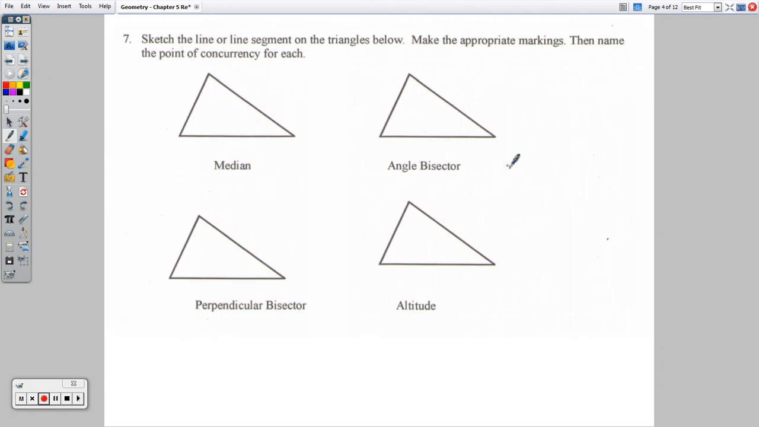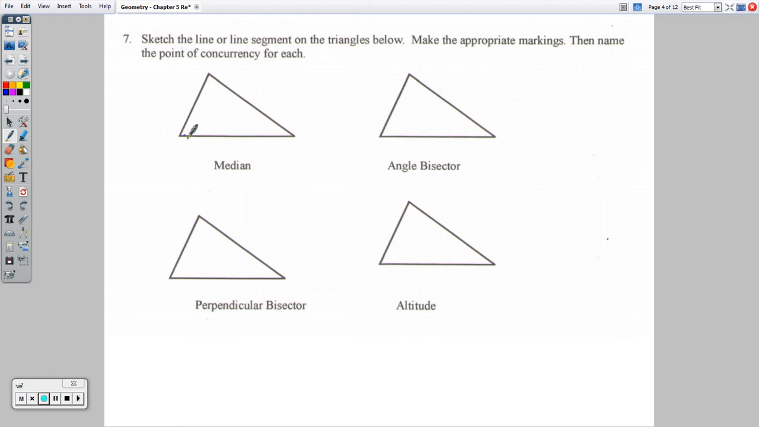Number 7, sketch the line or line segment and the triangles below. Make the appropriate markings, then name the point of concurrency for each. So I'm going to do this. You should be doing this as precisely as you can. I'm going to show you the idea just to save a little time on the video, but you should be measuring precisely with rulers, with protractors, things like that.